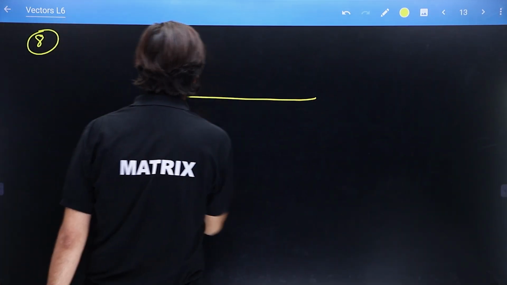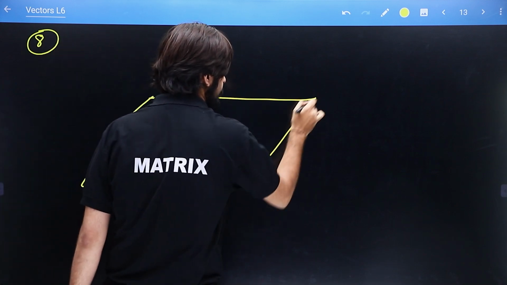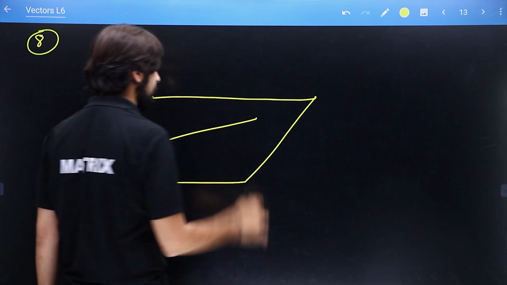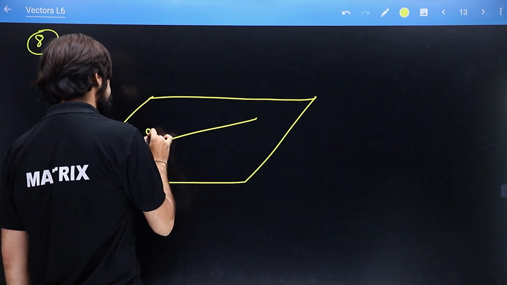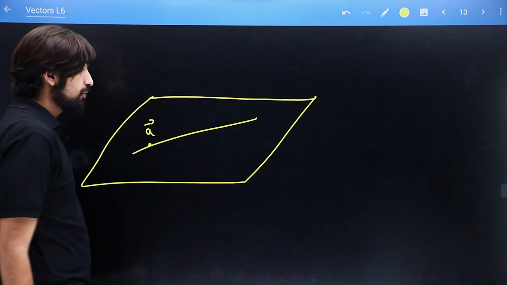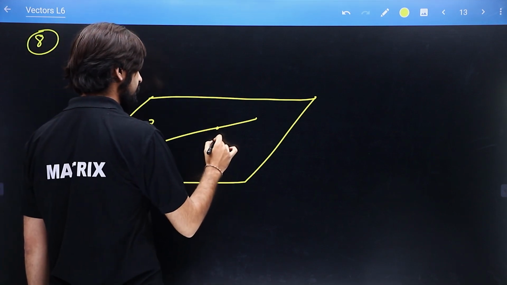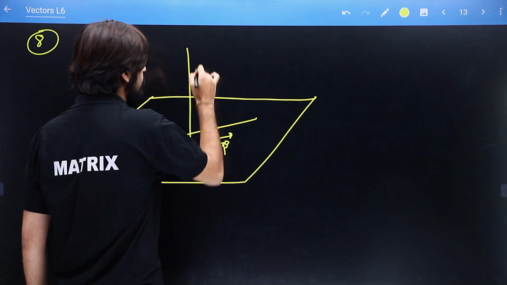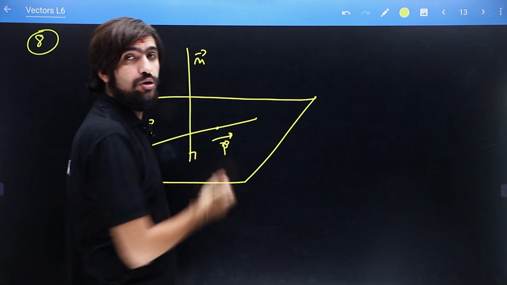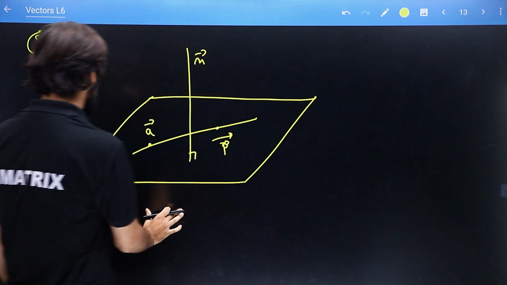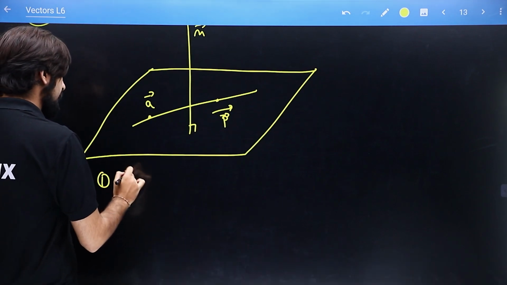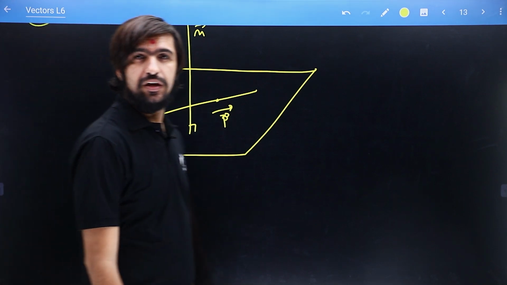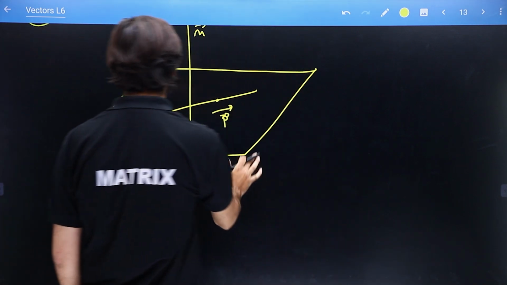Now you have to visualize something. I am creating a big plane. My plane is always big, it is of size infinity. And this is your one line, L1. L1 is passing through point A. And direction of L1 will be vector P. On the other hand, direction of plane is not defined, but normal of plane is defined, vector N. So first thing you can write is vector N dot vector P will be 0.